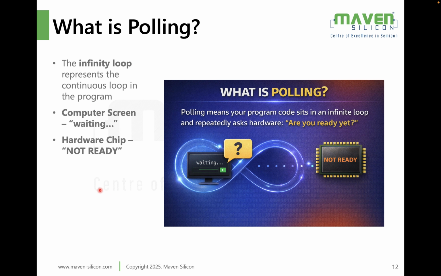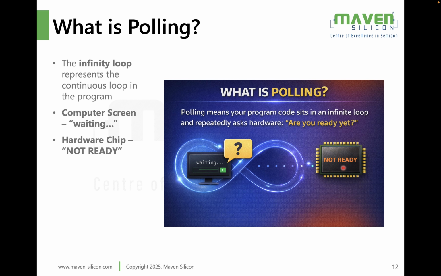Now let's understand what is polling. Polling means your program code sits in an infinite loop and repeatedly asks the hardware, are you ready yet? This shows here an infinite loop, and the program is running within this continuous loop. The waiting state which you see is basically the program asking the hardware, are you ready yet? It checks the device again and again.